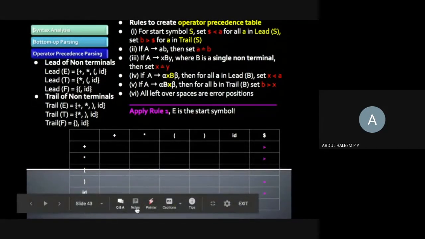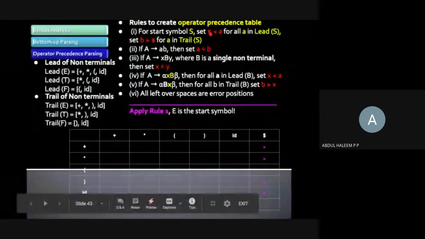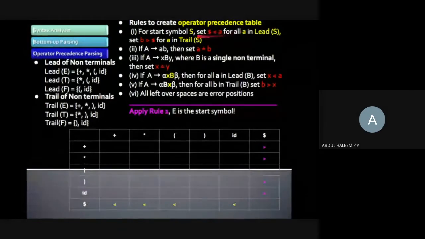In this step you can see that dollar has automatically got the least precedence among all these lead elements. So you can fill the dollar row: dollar and plus, dollar and star, dollar and left bracket, dollar and ID. These are the elements of lead of E. All these spaces are filled with less than. So the first step of the first rule is over.